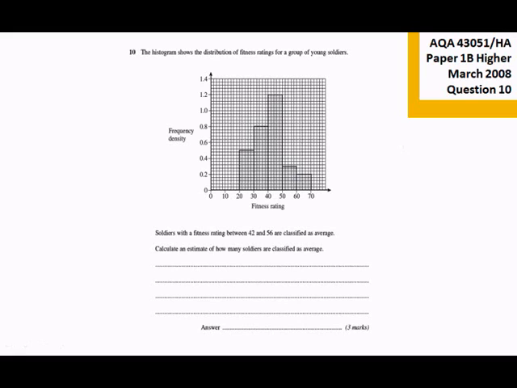Another question. The histogram shows the distribution of fitness ratings for a group of young soldiers. Soldiers with a fitness rating of 42 and 56 are classified as average. Calculate an estimate of how many soldiers are classified as average. Well, the thing about this question is that it doesn't give you any indication anywhere how many soldiers there are that they've considered. We don't know whether there's 100 soldiers or 1,000 soldiers in this diagram.